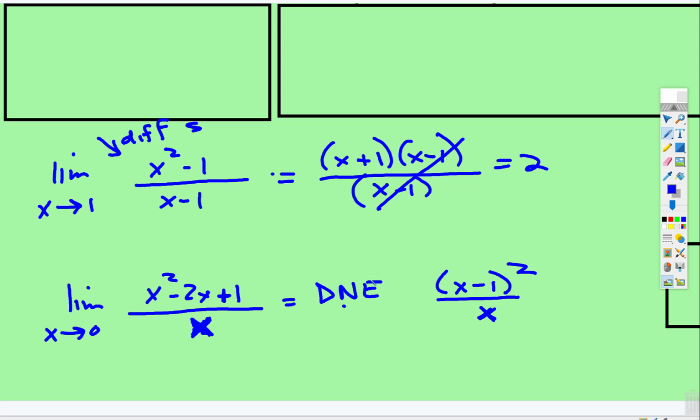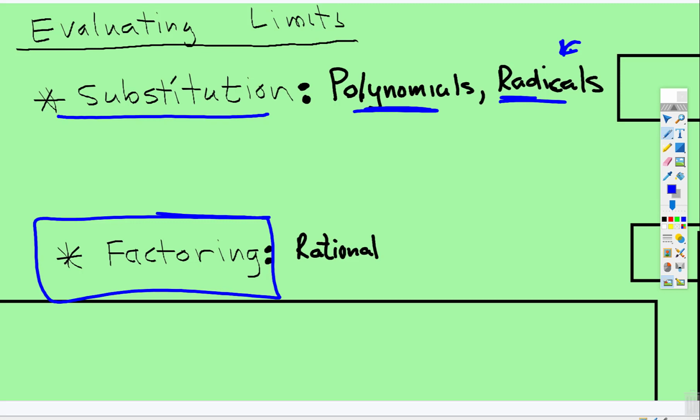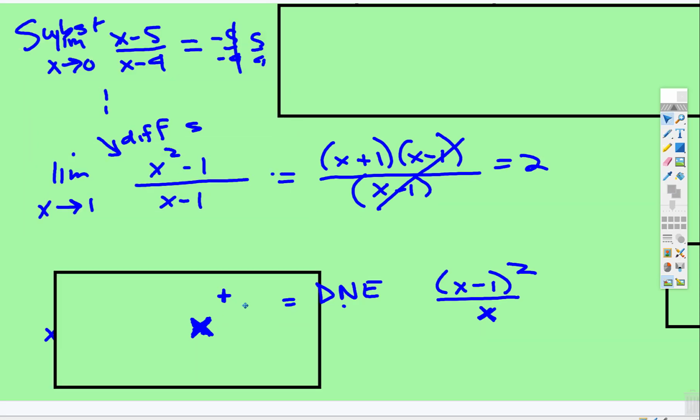Hopefully I provided enough examples for you to understand that substitution can work with rationals if you do appropriate factoring. And once in a while, it'll work if you're paying attention to this piece right here. If you're paying attention to what the x is approaching and notice that it does not cause the denominator to be 0, then substitution will work. All right, that's it for this.